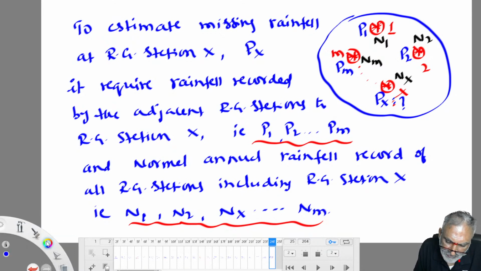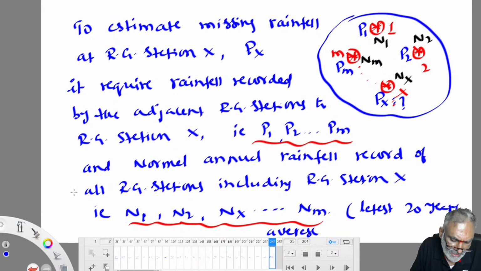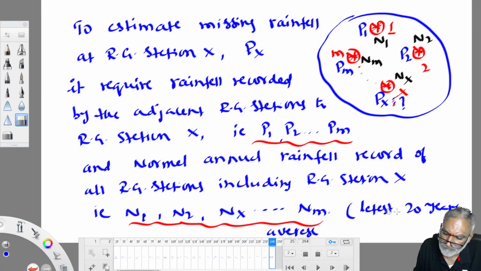Normal annual rainfall data means the latest 30 years average annual rainfall. The latest 30 years, not 20. The average annual rainfall over the latest 30 years is known as normal annual rainfall. Remember, this is also a popular question in the ESE exam.